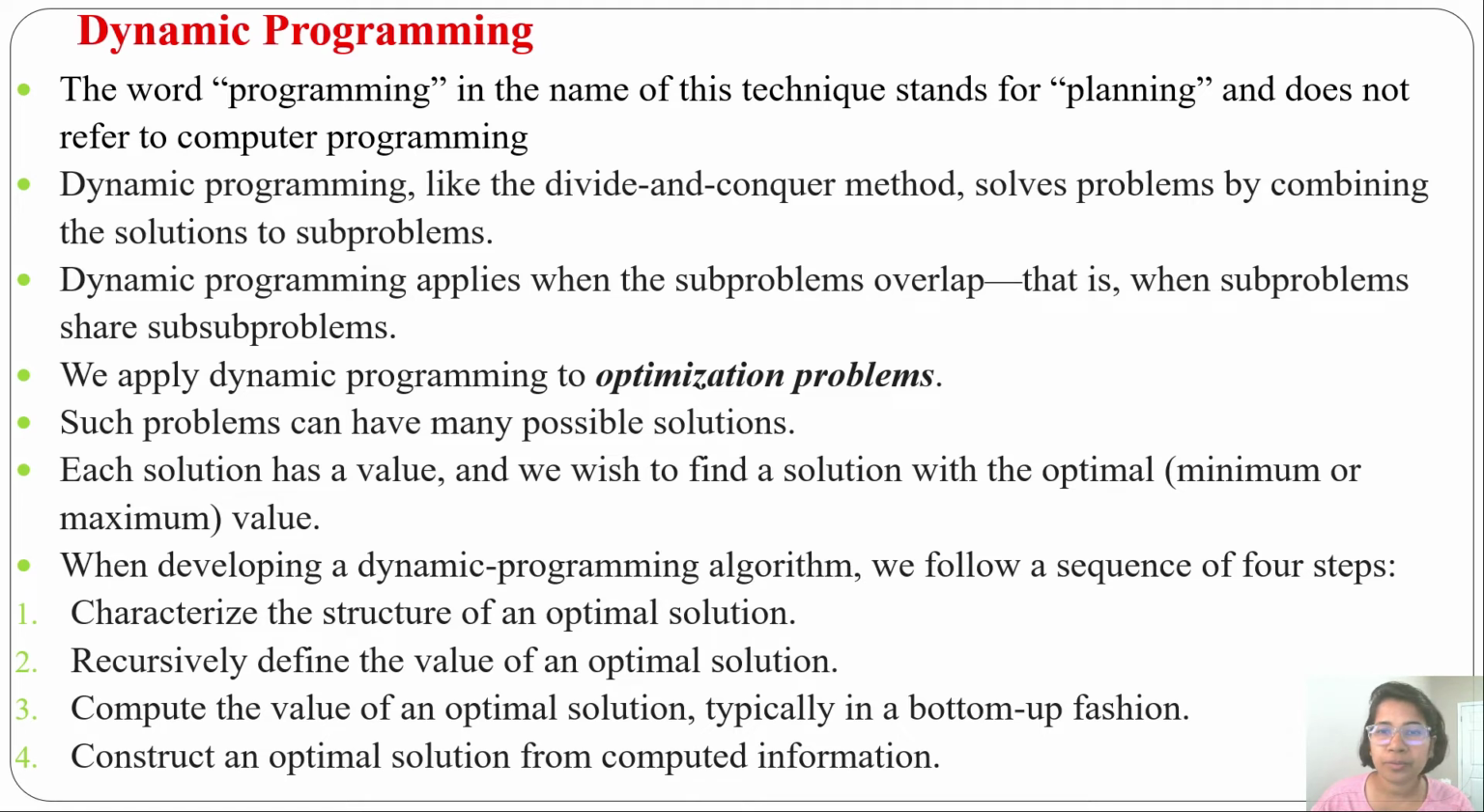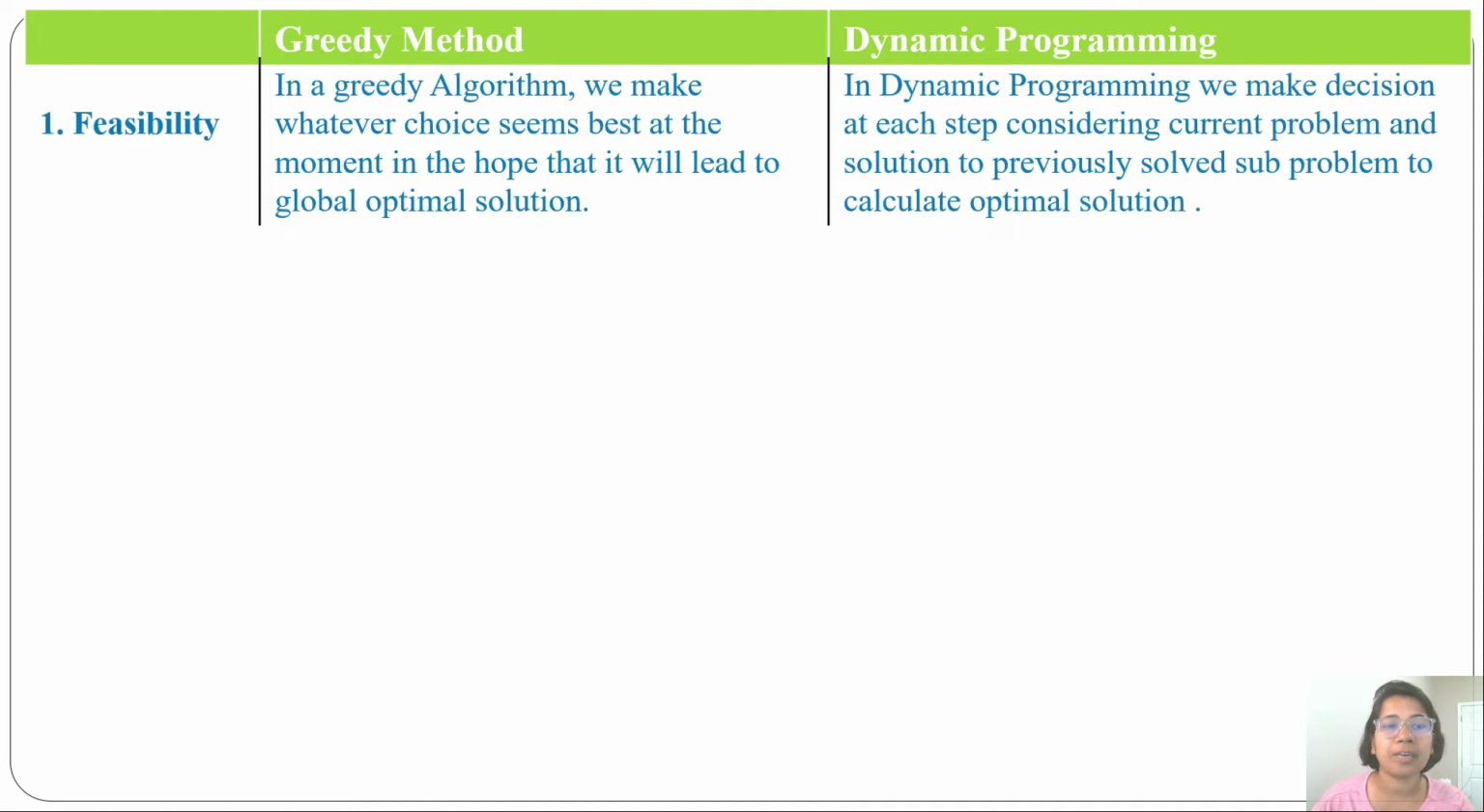So an optimization problem can be solved by greedy method or dynamic programming. I already discussed greedy method in a previous chapter. Let's discuss what is the difference between greedy method and dynamic programming. First is feasibility. Dynamic programming is more feasible than greedy method. In greedy method, we make whatever choice seems best at that moment, and we hope that in future, globally, we'll get the optimal solution.